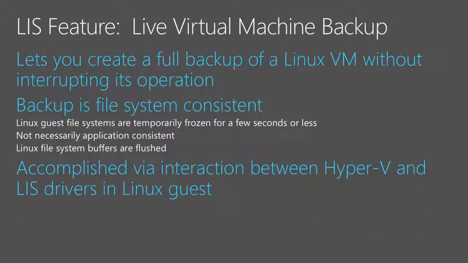All right, one more feature I want to talk about is live virtual machine backup. This is the ability to back up a virtual machine running Linux and do a live backup. You don't have to pause or stop and then restart the virtual machine in order to do the backup. The backup is file system consistent. So we've rigged it up with the Linux integration services, and I'll show a diagram here momentarily, to get the file system buffers that are in the Linux OS flushed out to the virtual hard disk. And then make a shadow copy of the virtual hard disk and then back up that shadow copy so that you get a file system consistent backup.